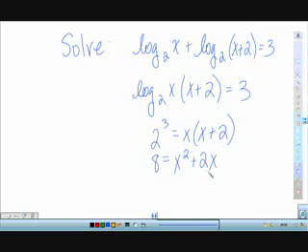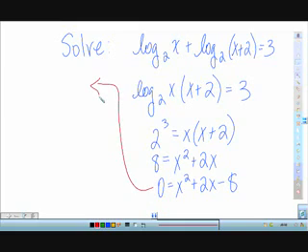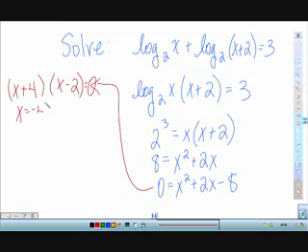Since we're trying to solve for x and we have a quadratic, we have 4 ways to do that, but we always set it equal to 0 first. So we're going to have 0 equals x squared plus 2x minus 8. So try to factor it. What are the factors of negative 8 that add up to 2? That's going to be 4 and negative 2. So I have x plus 4 times x minus 2 equals 0. So x is equal to negative 4 and x is equal to 2.